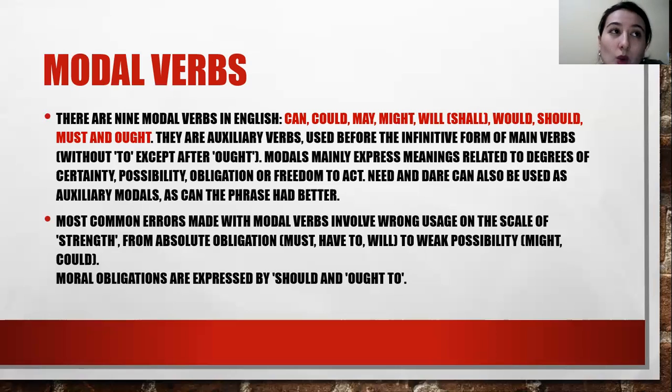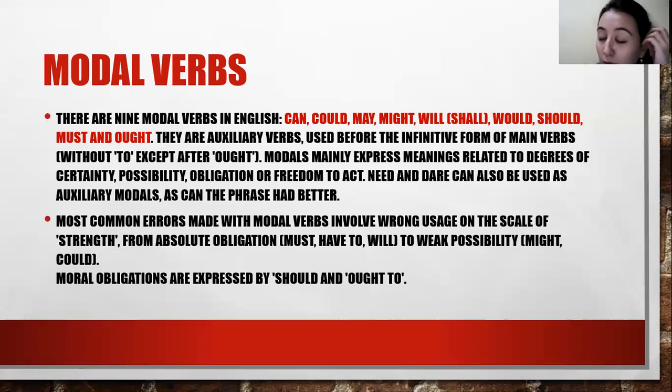So need and dare can also be modal verbs. As we know, they are considered as main verbs also, and they can be modal verbs as well. So need, dare, had better. This is a phrase. So the most common errors made with modal verbs involve wrong usage on the scale of strengths. So from absolute obligation, must, have to, will, to weak possibility, might and could. So it says that sometimes people make mistakes using modal verbs wrongly.